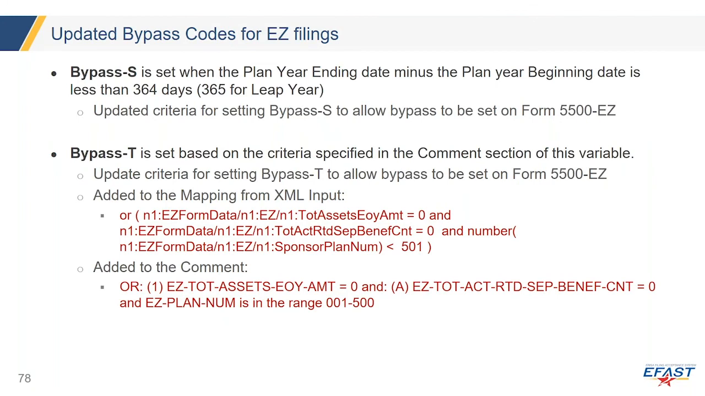A couple of other things changed this year are the two bypass edits. Bypass S has been updated to allow it to be used on 5500-EZ. This is just checking that the plan year ending date minus the plan year beginning date is less than one full year, accounting for leap year if necessary. And then also bypass T has been edited to allow it to be set for 5500-EZ. So we added the XML mapping and comments to indicate that that is allowable, as you can see below.